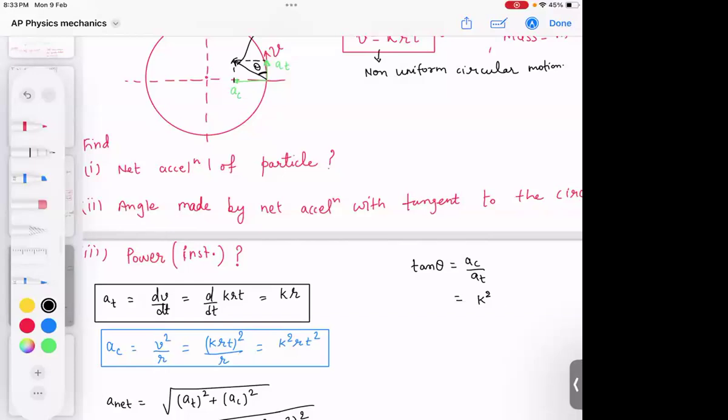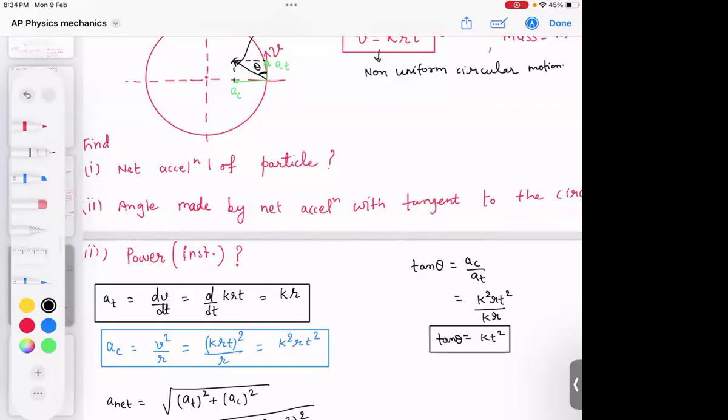Now AC value is how much? K square R T square. And AT value is what? K into R. K gets cancelled, R gets cancelled. We have K T square. So this angle also will keep on changing as time progresses, because net acceleration is dependent on time, isn't it? So the net acceleration value will keep on changing, and the angle made by the net acceleration with the tangent also will keep on changing.